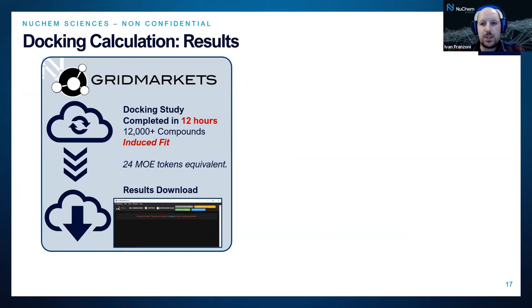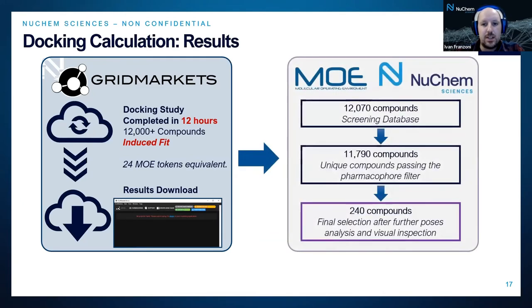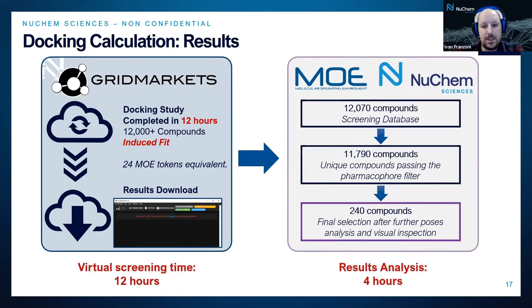Once completed, the docking results were downloaded via the secure Envoy portal to our local machine, and we began our analysis. The detailed evaluation of the predicted binding poses on the basis of their docking score and visual inspection led to the identification of 240 compounds of interest, representing 2% of the total of the original dataset submitted for docking. In total, the overall time required to submit, run the calculations, and analyze the docking data took less than a day.